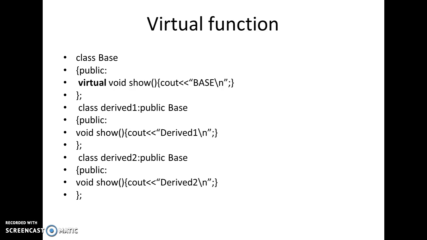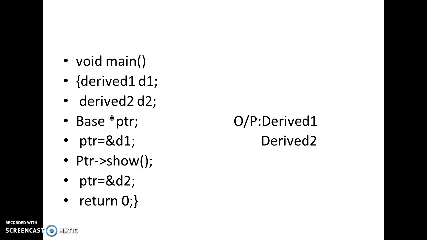So why we need virtual function? With respect to base class pointer, you can call derived class method. In the same program, you have to add the keyword virtual in the base class function: virtual void show. Now create object for derived class 1 and derived class 2, then base class pointer. Now base class pointer is pointing to derived class object. So with respect to base class pointer, if you call derived class method, it will call derived class method. Now the output is derived 1 and derived 2.